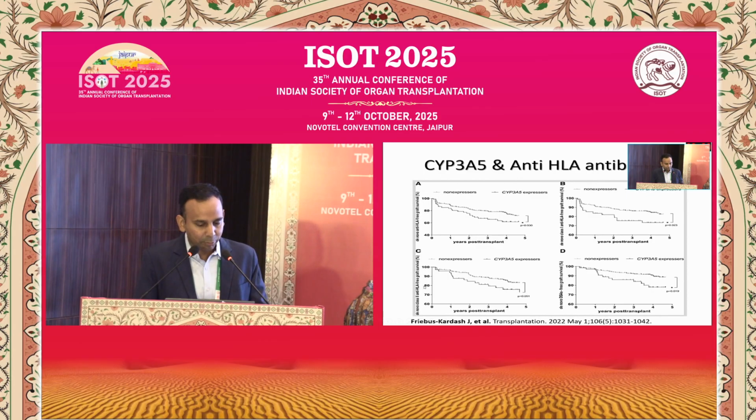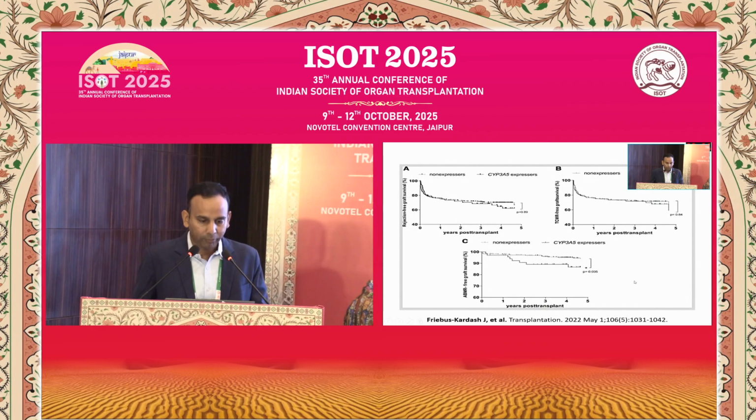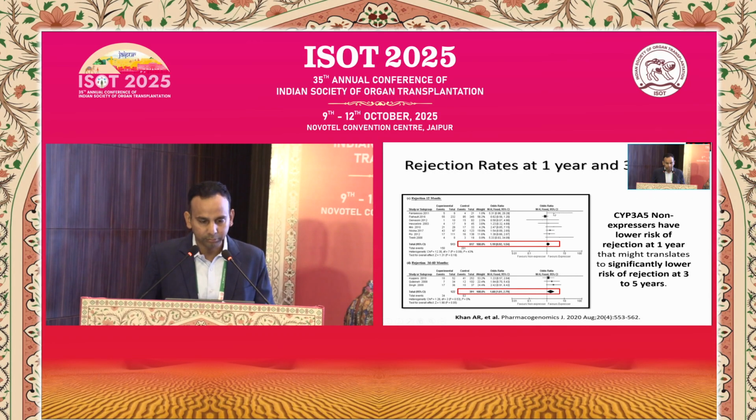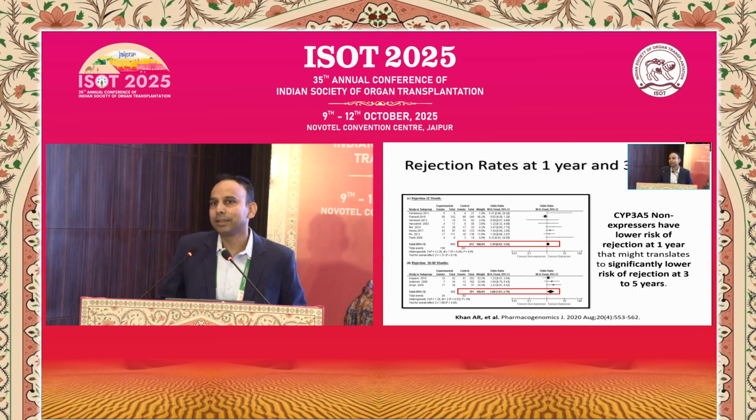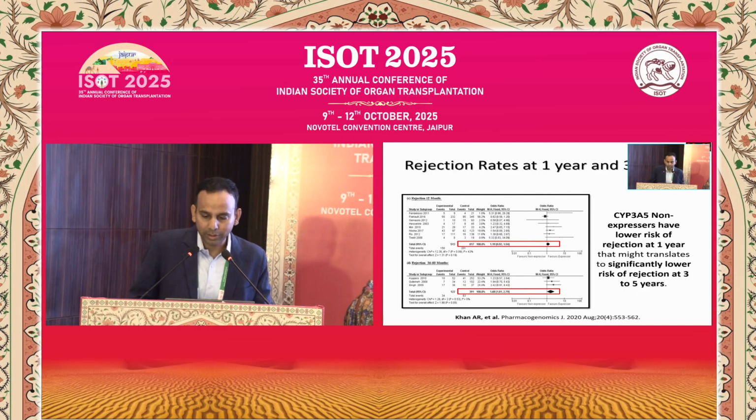2 anti-HLA antibodies. The difference was just reaching significance, and this also translated into an increased risk of antibody mediated rejection in CYP3A5 expressors over a 5-year follow-up period, but there was no difference in the incidence of TCMR. Another meta-analysis by Khan and colleagues showed that CYP3A5 non-expressors have a lower risk of rejection at 1 year, which may translate into a lower risk of rejection at 3 and 5 years of follow-up.